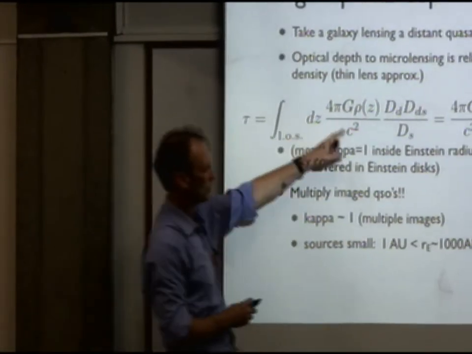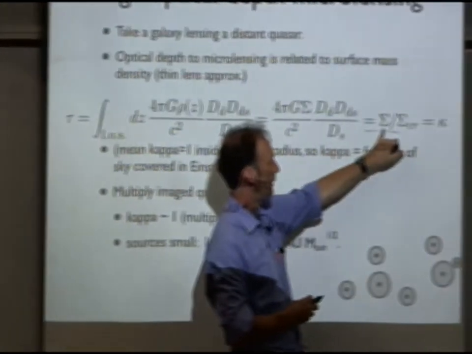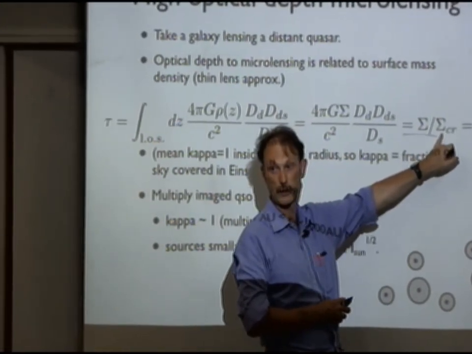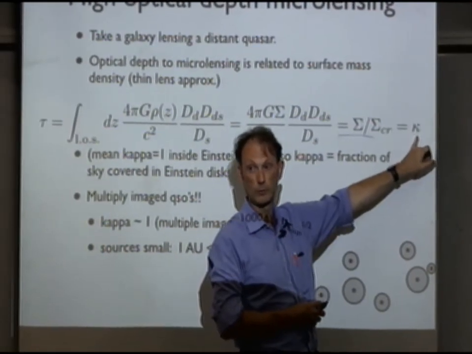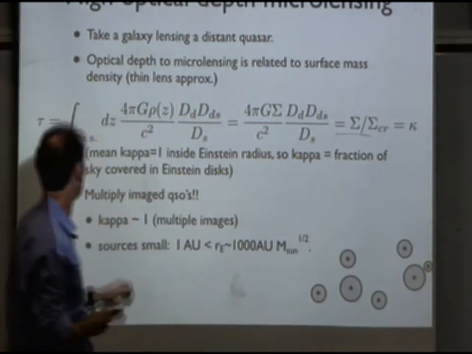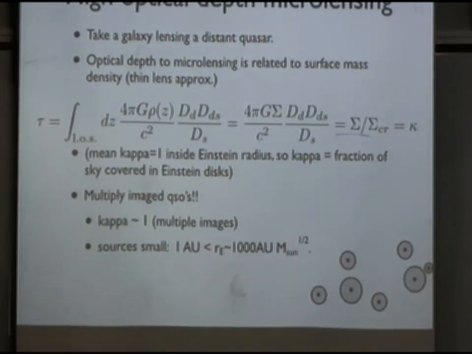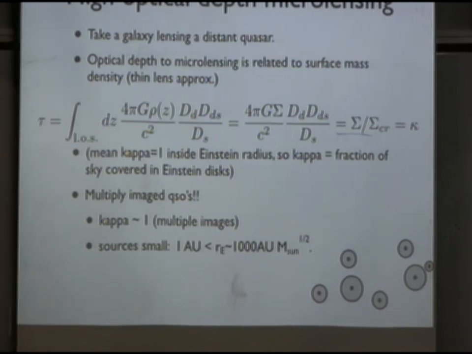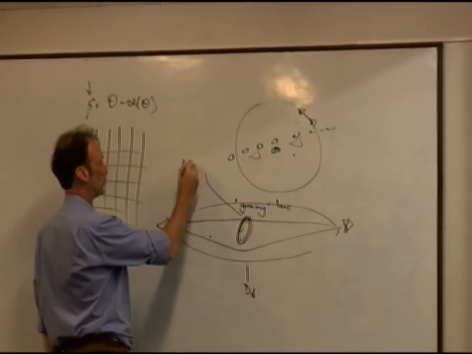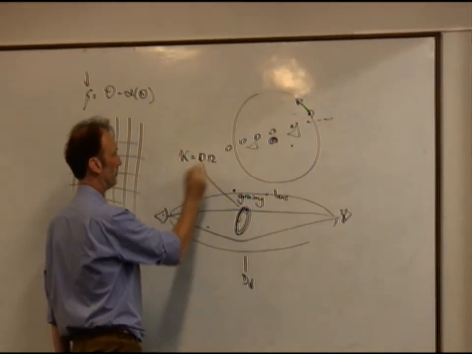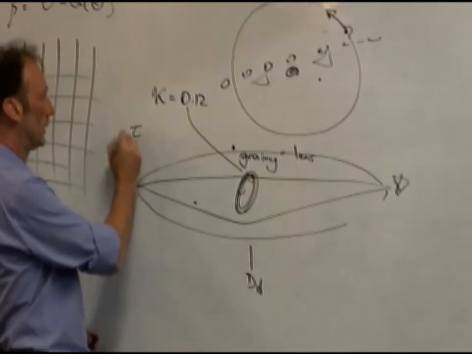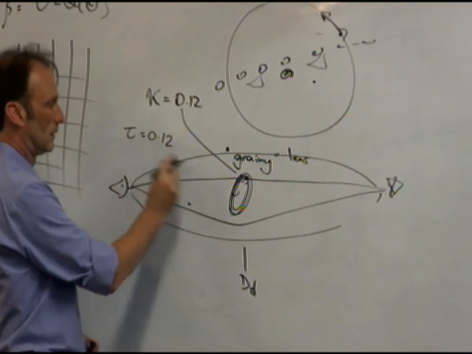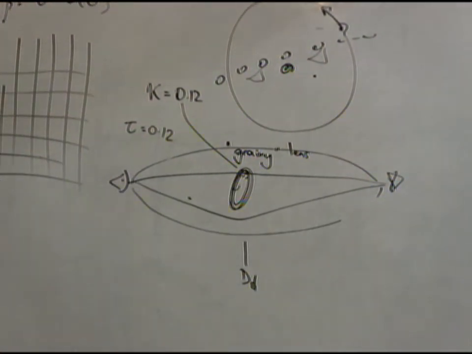And if you look at all the other constants in front of it, you see that it's exactly the combination of surface mass density divided by the critical density for lensing. So you end up, as if by magic, with kappa, the dimensionless surface mass density, as the optical depth to microlensing. So if this part of the galaxy had a kappa of 0.12, that the surface density here was 12% of the critical density, then you immediately know there's a 12% chance of this distant quasar being microlensed as well. 12% of the sky is covered by Einstein disks for microlensing.